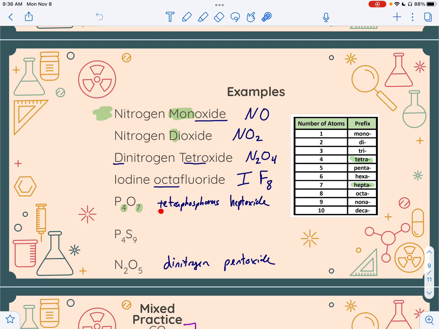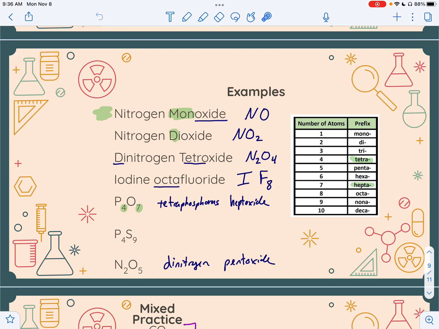So this becomes tetraphosphorus heptaoxide, or heptoxide, which is the way of indicating 7 oxygens. Notice I still change the ending of oxygen to oxide. Dinitrogen pentoxide. Okay, this one would be tetraphosphorus nonasulfide, because I'm using the prefix for 4 and for 9.